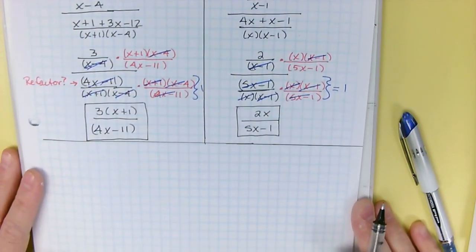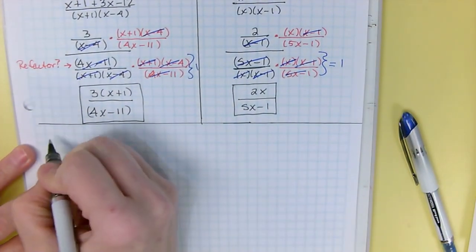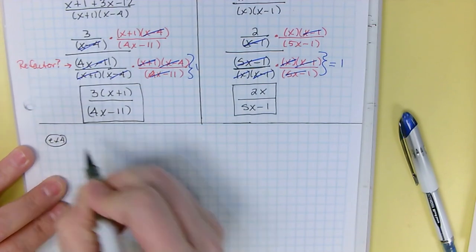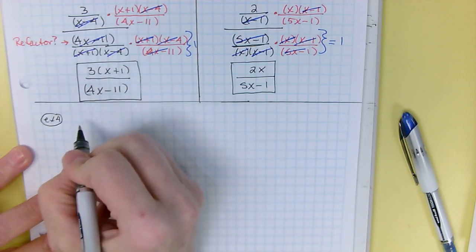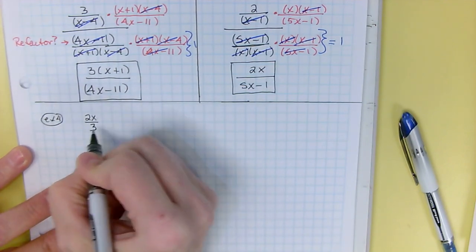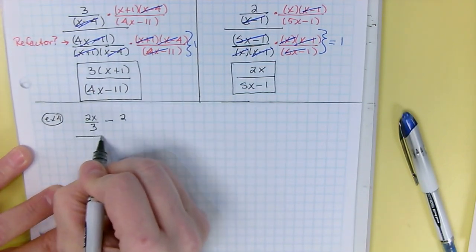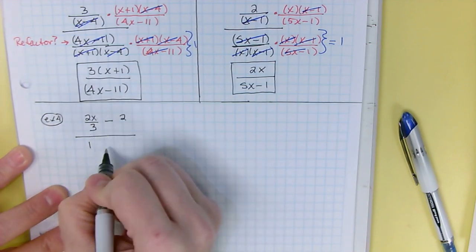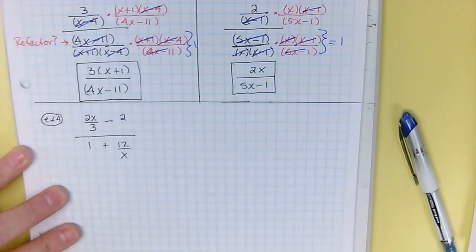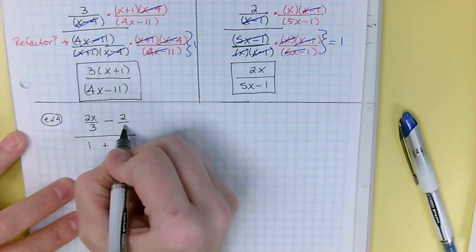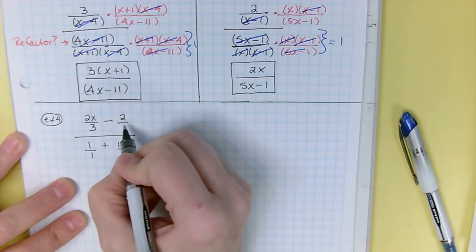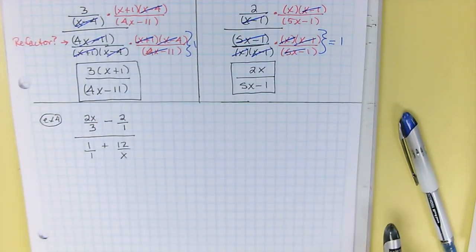All right, last one we're going to do. And one baby step more complicated. So we're going to do 2x over 3 minus 2 all over 1 plus 12 over x. This one gets people because we've got whole numbers and fractions mixed together. But remember, just take the whole numbers, put them over their invisible 1, and then everything lines up really nicely.